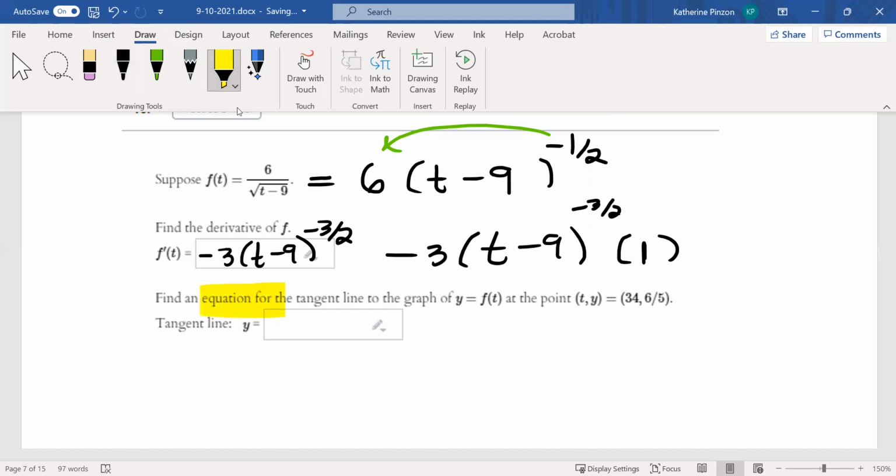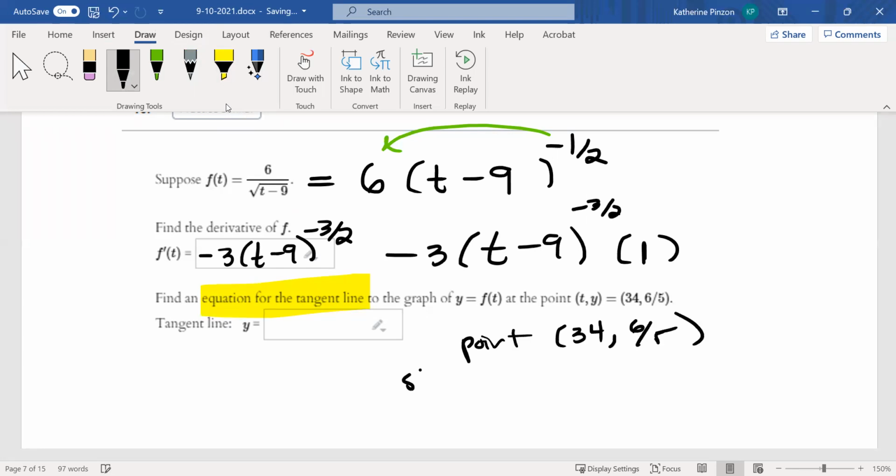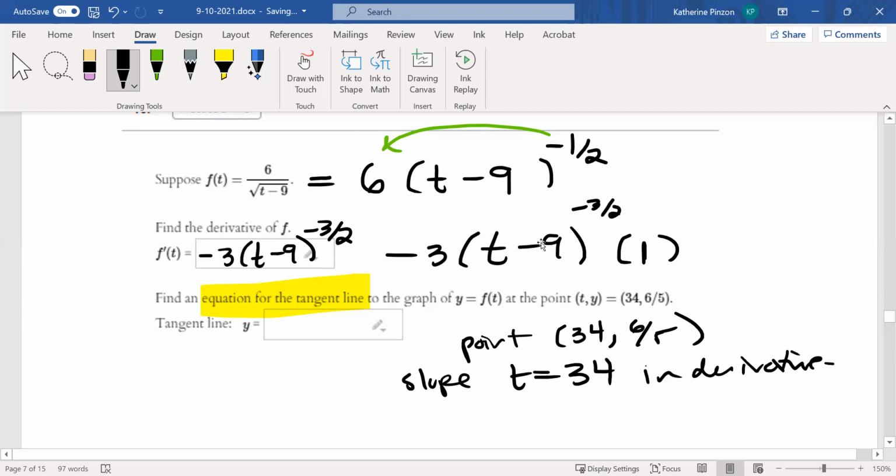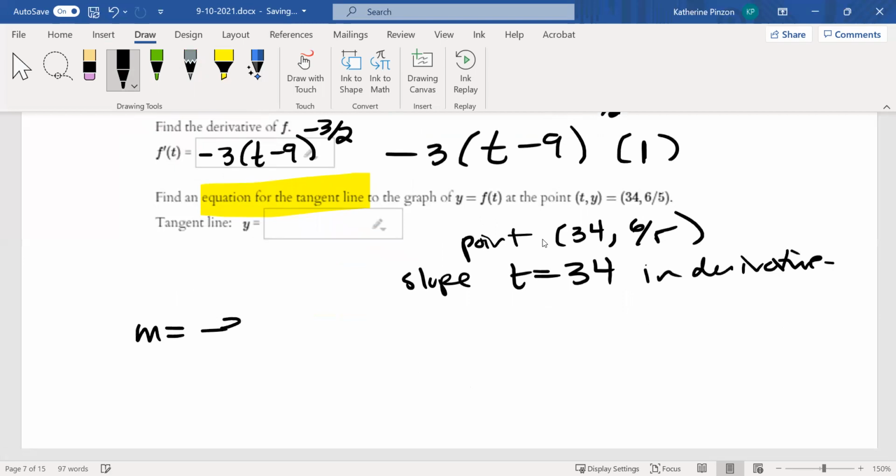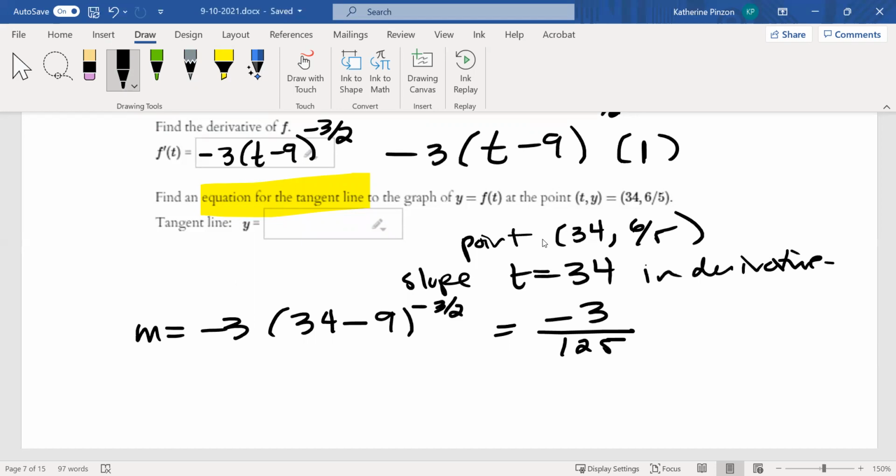Find an equation for the tangent line at this point, 34, 6/5. So if my point is 34, 6/5, how am I going to find my slope? Yeah, plug 34 for t into the derivative. So I'm going to use this derivative function. I'm going to take my slope to be negative 3 times 34 minus 9 to the negative 3/2. Negative 3 over 125. I don't know, someone should put that in their calculator. 34 minus 9 is 25. Square root of 25 is 5. Cubed is 125. Put it in the denominator. I'm confident now.